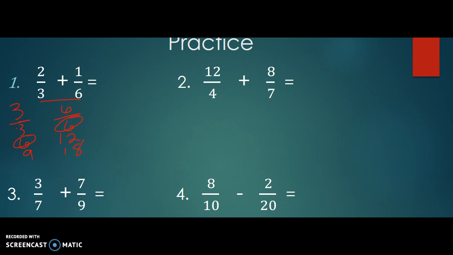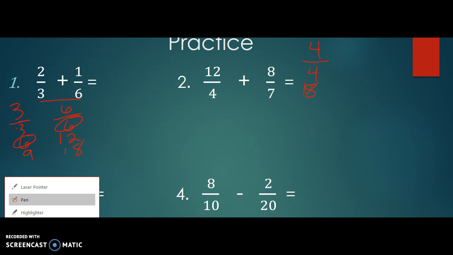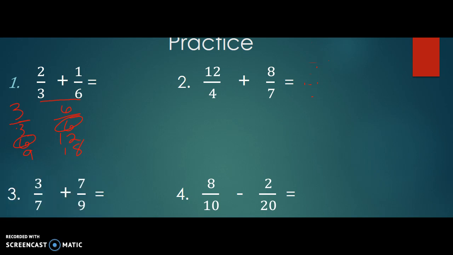12 over 4 plus 8 over 7. All right, my denominators are 4 and 7, so I cannot add yet. I need to make them the same. So my multiples for 4. Sorry, let me erase that. All right, 4 times 1 is 4. 4 times 2 is 8. 4 times 3 is 12. 4 times 4 is 16. 4 times 5 is 20. Let's check 7.